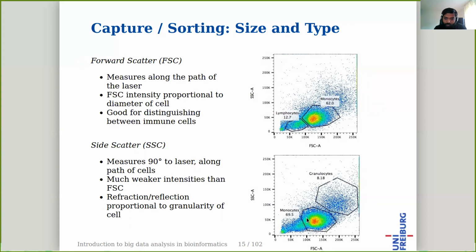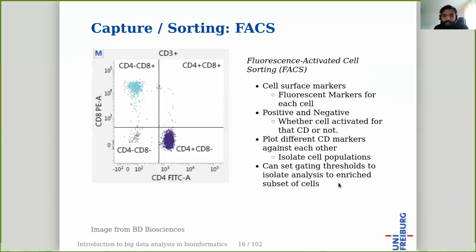For example, here you see two different clusters of monocytes and granulocytes based on the side scattering on the y-axis. The monocytes are usually much less granular, much less dense than the granulocytes. And this is what you see here. So the granulocytes reflect more light than the monocytes because they have a lot of material inside. That's how the cells are sorted, and you can also measure some properties.